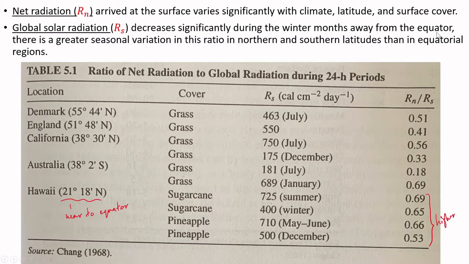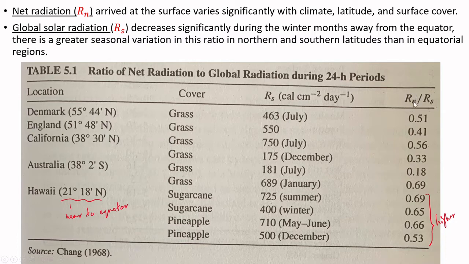So equator means like the middle of the earth. Okay, so it's called equator. So there is a greater seasonal variation in this ratio in northern and southern latitudes than in the equator region. We can look at the cover effect. There is also an effect of cover. There is also an effect of location. So if our location is near to the equator, for example Hawaii, we tend to have a higher ratio of net radiation that is absorbed by the soil.